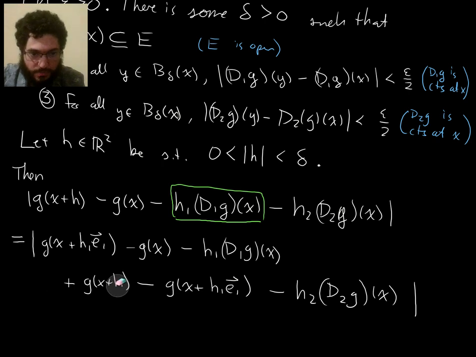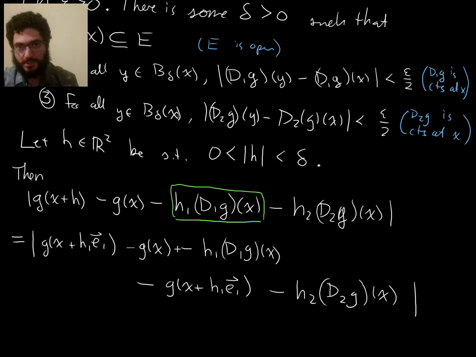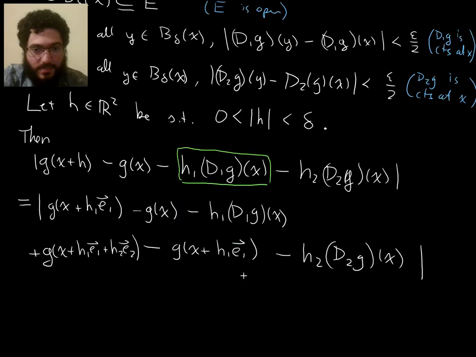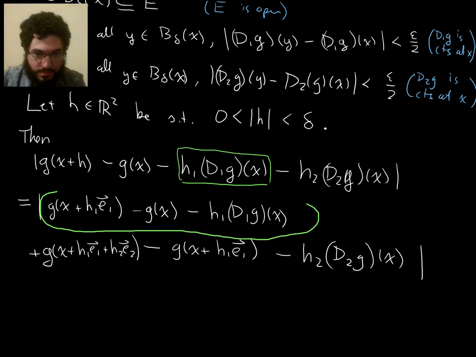Okay, and I also want to write this a little bit differently. So instead of g of x plus h, I'm going to use the fact that h is h1e1 plus h2e2. So this is g of x plus h1e1 plus h2e2. So it's like that, plus here. Okay, now this portion here looks like it would be small when h is small.